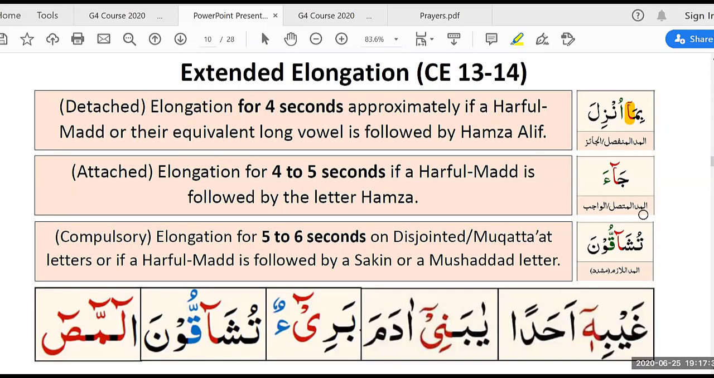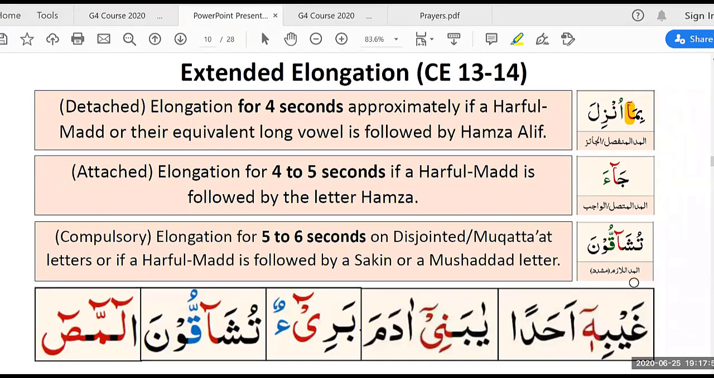The next one is Al-Maddul Muttasil, and it is also known as attached elongation. The reason why it is known as attached elongation is because it concerns one word. So in one word, we have a harful mad followed by the letter Hamza. In this case, we should prolong for 4 to 5 seconds.